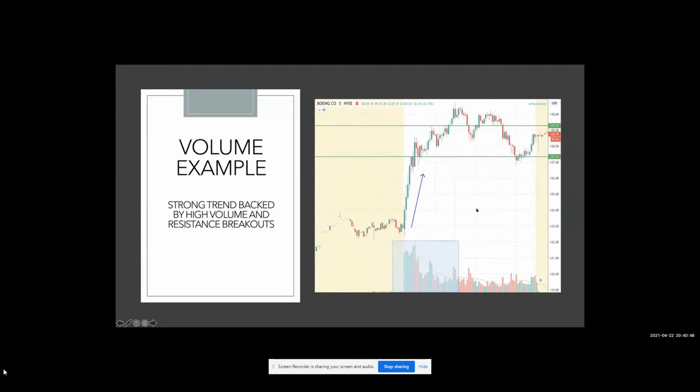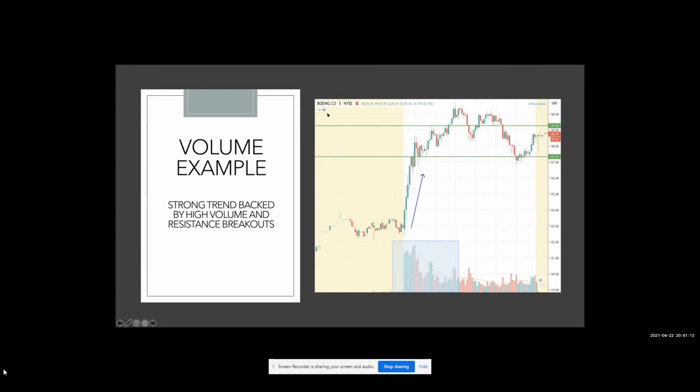Same thing here, right? You get a strong open. So strong trend backed by high volume and resistance breaks. So you're going to see stocks form intraday resistances as it creates an uptrend, right? You're going to see those pullbacks, but you just want to make sure that there is an increase of volume with the increase of the stock price.